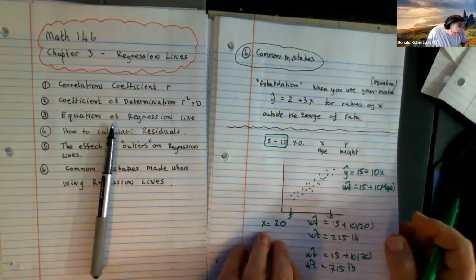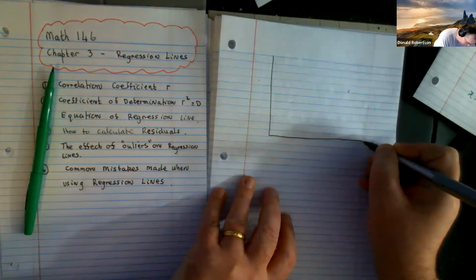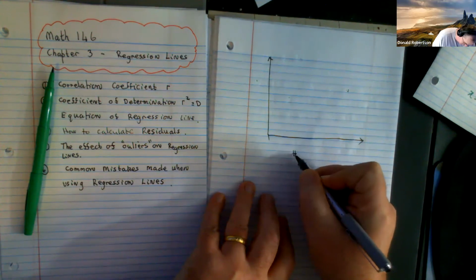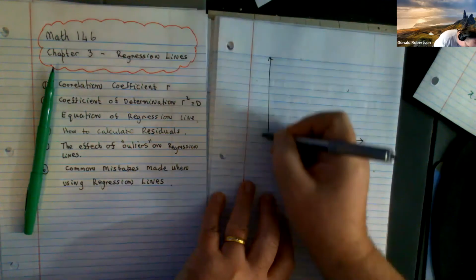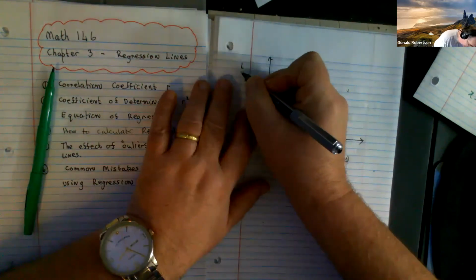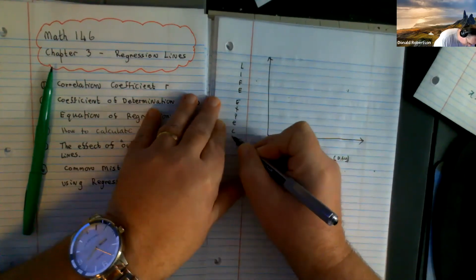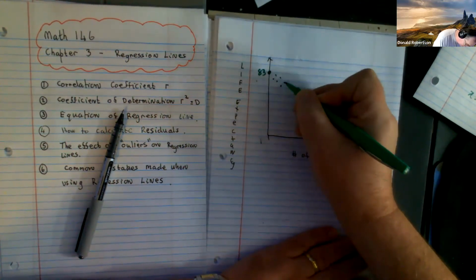Just to show you another example of that issue. Let's do one with negative data. So this is the number of cigarettes per day that a person takes, and here is going to be your life expectancy. It starts up here at about 83, and the data goes down.